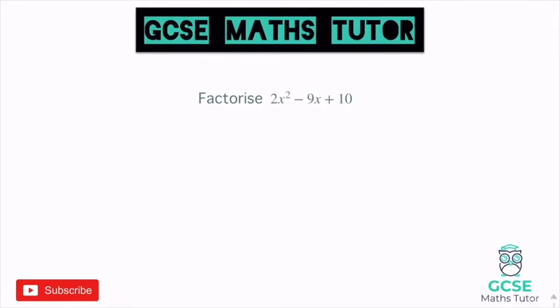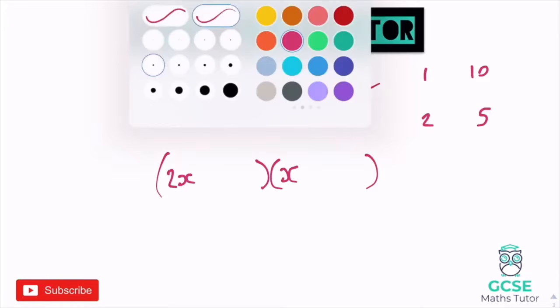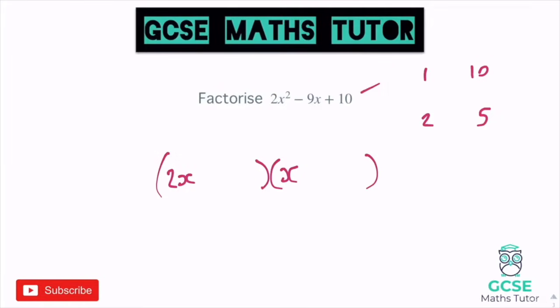Okay, so introducing some negatives. Same process though. We'll stick 2x in one bracket and x in the other as we've got a 2x squared. And again, writing down the factors of 10, so 1 and 10, or 2 and 5. Now again, one of them is going to double, so we could have 2 and 10, or we could have 1 and 20. Are we going to be able to make 9 out of either of those? No. 2 and 10 we could make 8, we could make 12, but we can't make 9. And then 1 and 20 we could make 19 or 21, but we can't make 9.